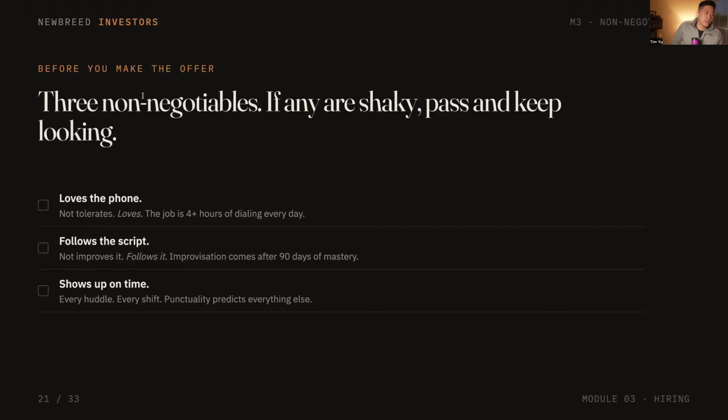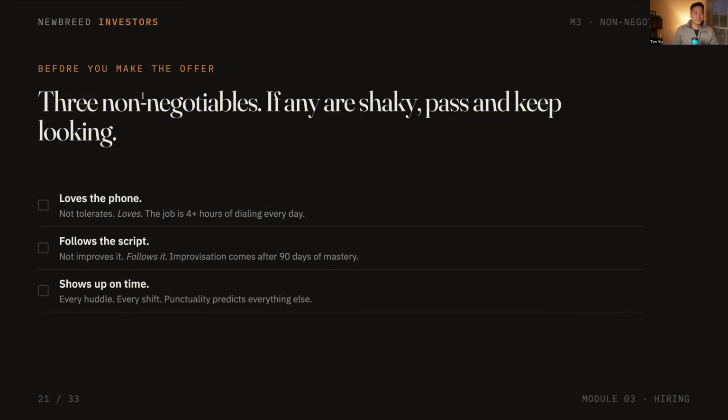Okay. So non-negotiable one: loves to be on the phone. They have to love being on the phone. They have to love it, not tolerate it. They have to love it because the job is they're spending 5+ hours a day on the phone. So if they're not comfortable with that, don't hire them.